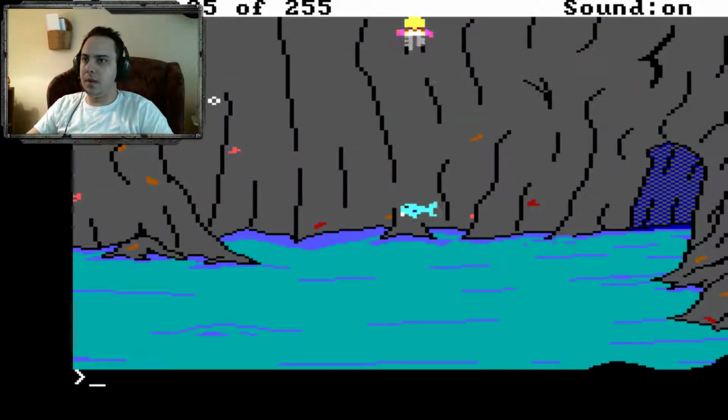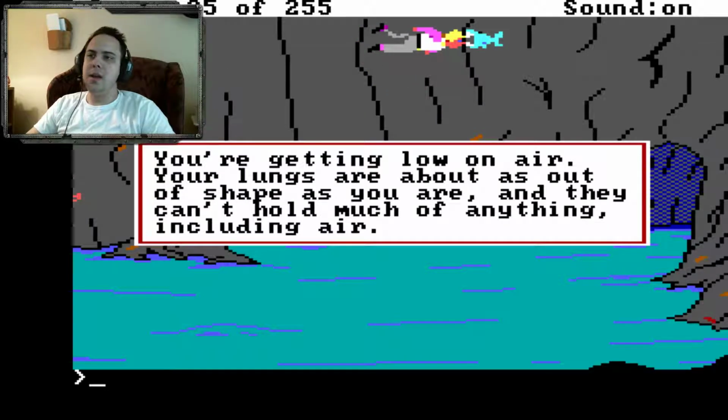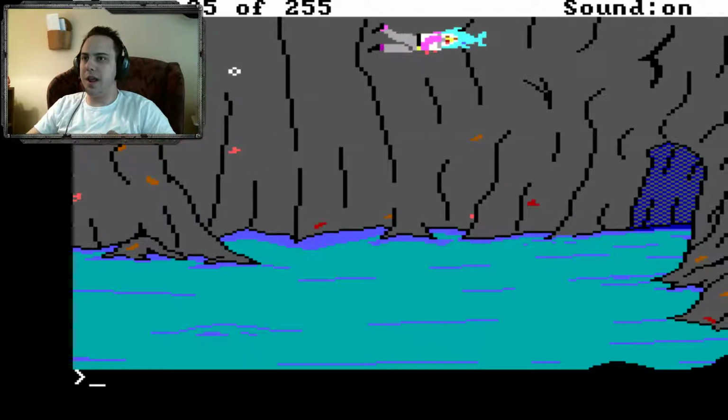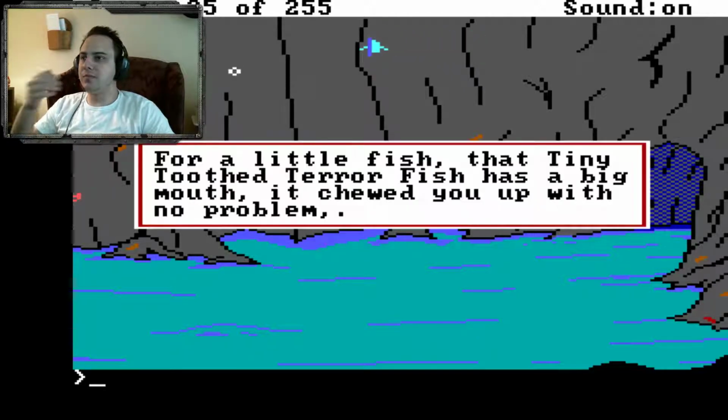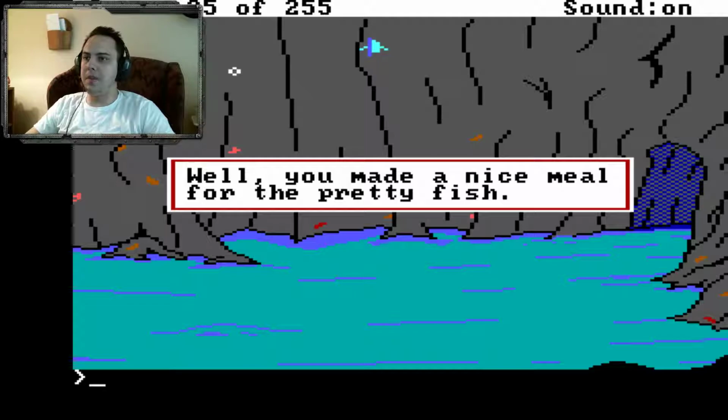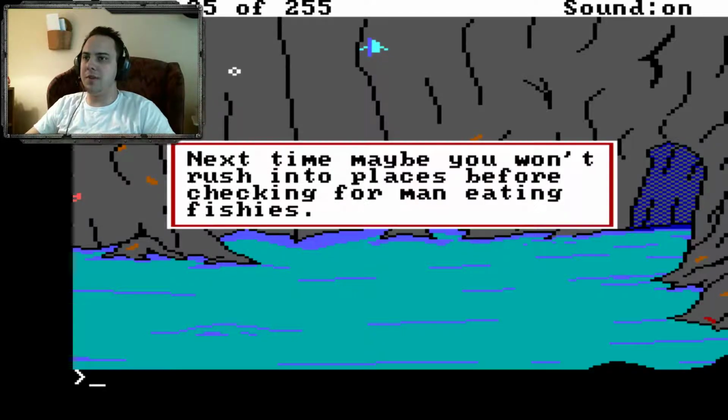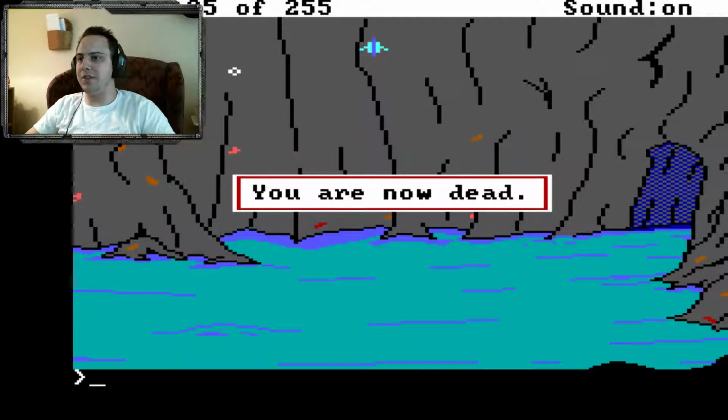You're getting low on air. Your lungs are about as out of shape as you are, and they can't hold much of anything, including air. For a little fish, that tiny-toothed terrorfish has a big mouth. It chewed you up with no problem. Well, you made a nice meal for the pretty fish. Next time, maybe you won't rush into places before checking for man-eating fishes. You are now dead.